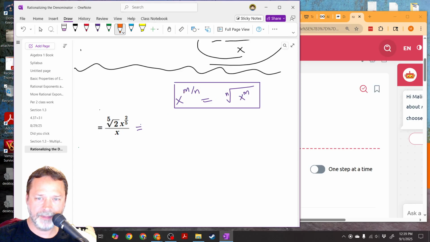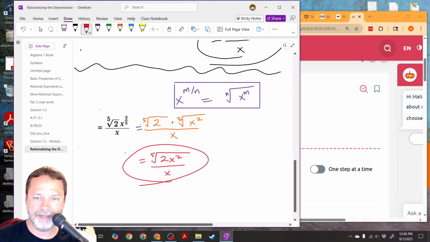We had to use this before when we're dealing with roots. So we have this property, x to the m over n is the same as the nth root of x to the m. So we can rewrite it as the fifth root of 2 times, and then this x part is going to be the fifth root, because the 5 is in the denominator, fifth root of x squared. We've got all that over x. And is that really the same thing? We can multiply these, and we get the fifth root of 2x squared all over x. Yes, we got the same exact thing.